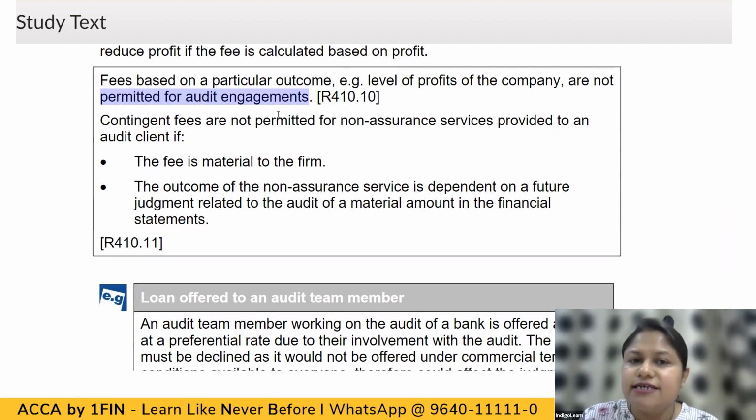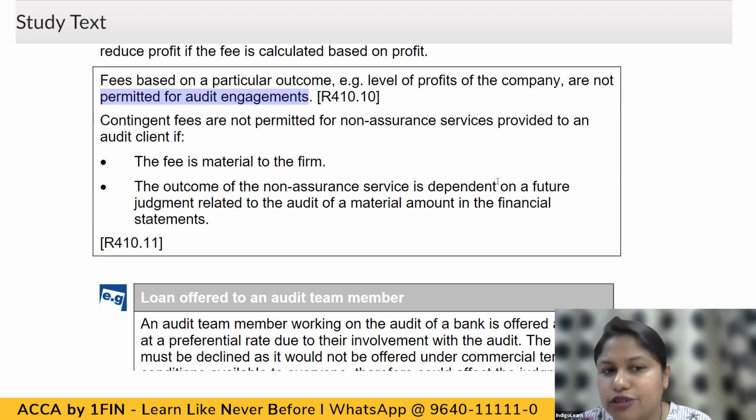Okay. Contingent fees are not permitted for non-assurance service provided to an audit client if the fee is material to the firm, or the outcome of the non-assurance service is dependent on a future judgment related to the audit of a material amount in the financial statements. Now, what they are trying to say is that, as of now, the entire ethics that we are studying is with respect to the external audit, which is nothing but the assurance engagement.